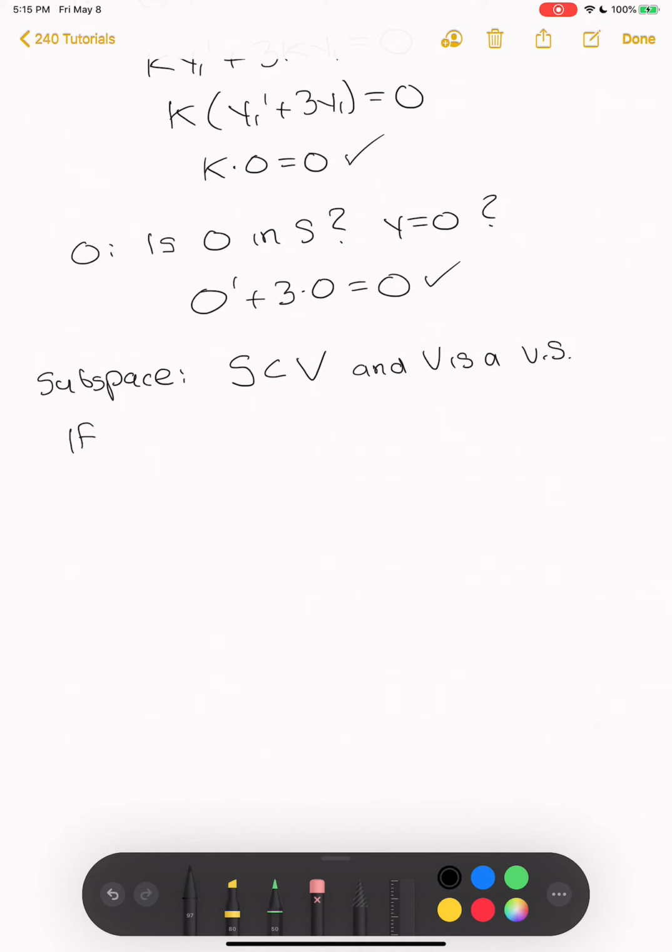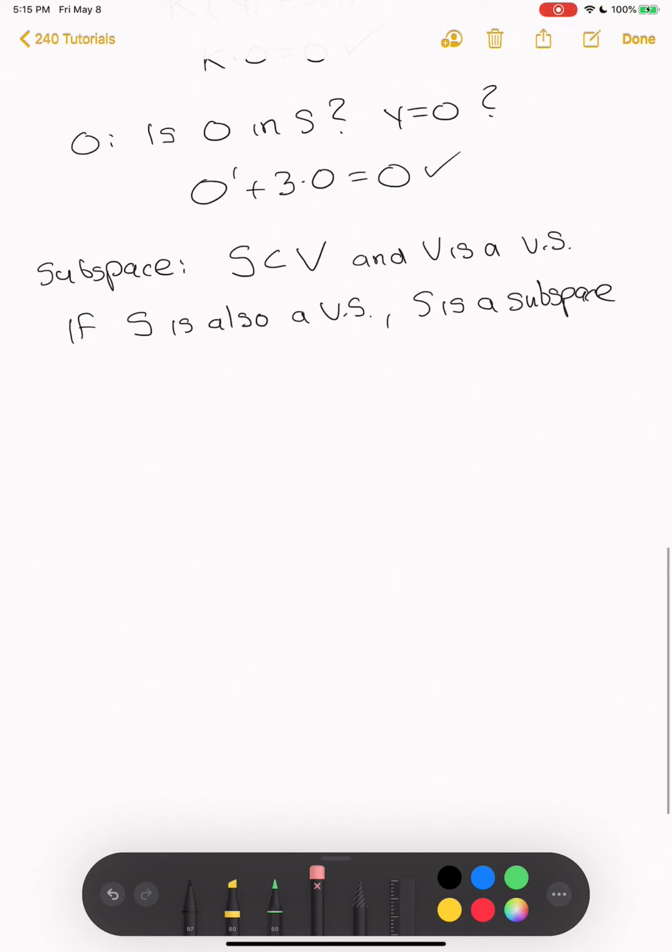So we say if S is also a vector space, since it's contained in a bigger vector space, we say S is a subspace. So we can have this notion of little smaller vector spaces going on inside of bigger ones. So let's do a quick example here.